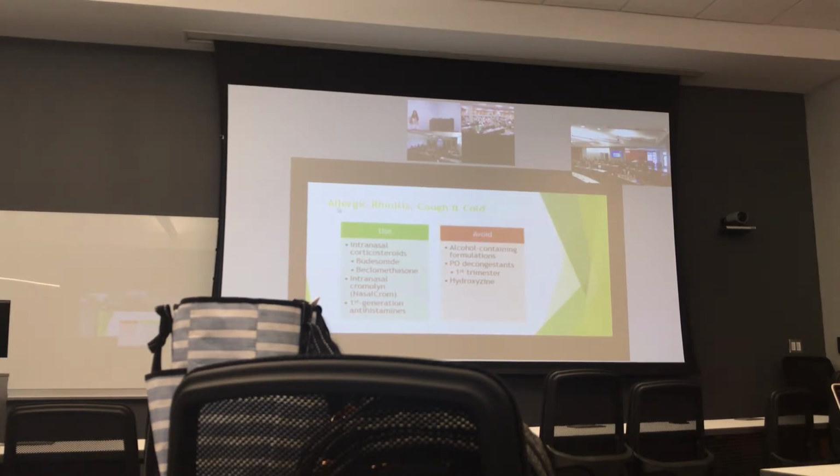And guaifenesin and dextromethorphan I left off because they have some special recommendations and it's really OB specific. So they're safe in standard doses, however, excessive use should be avoided.